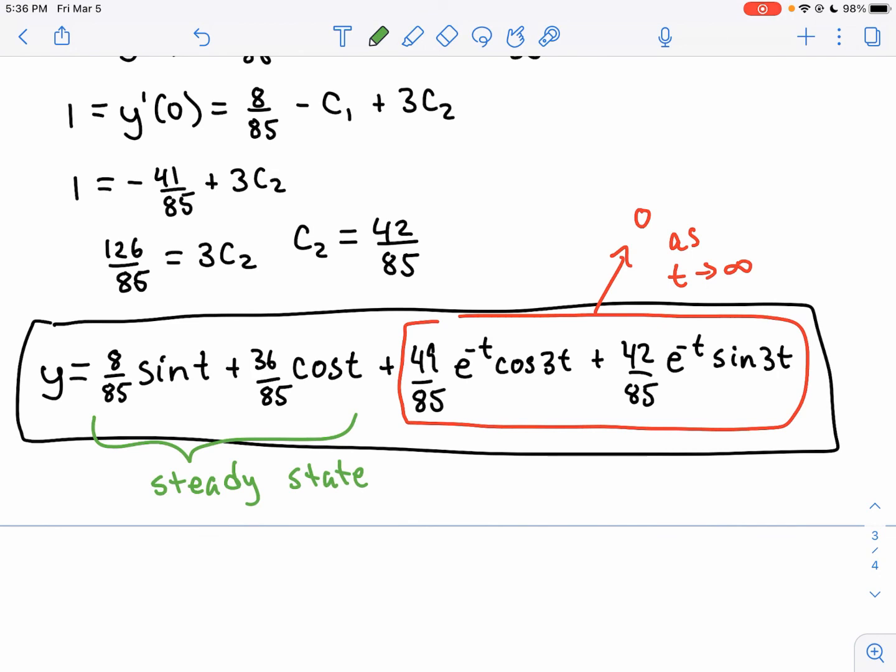It's the part that's going to continue undisturbed even as time advances. As time advances, only these portions of our solution, effectively, their effect becomes nullified. So our solution approaches the behavior of this function only. That's called the steady state.